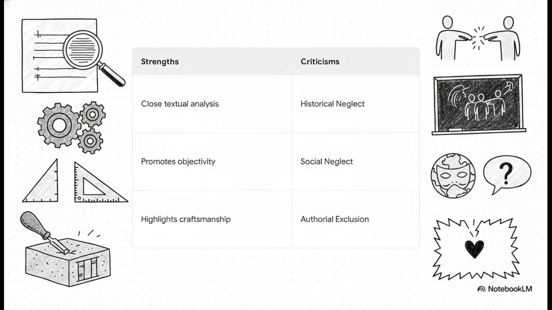But on the other hand, critics argue it creates an artificial vacuum. By stripping away context, they point out that it completely neglects historical reality, ignores vital social issues like gender, race, or class, and totally disregards both the author's intent and the reader's emotional response.